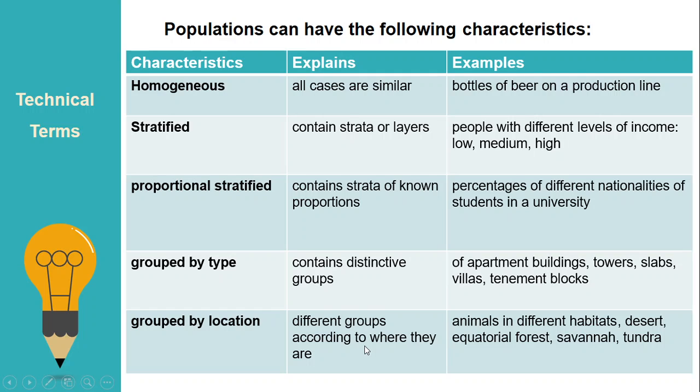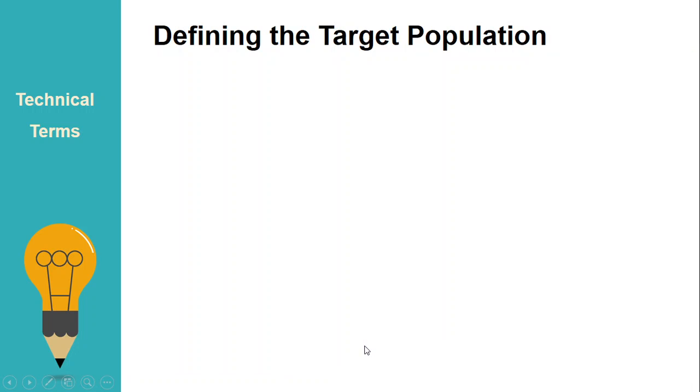The other characteristic is group by location, different groups according to where they are. We discuss geographic location, where they are living, where they exist, in which environment and in which location they are related. For example, we can use the names of animals in different habitats: desert, equatorial forest, savanna, tundra. These are examples of populations grouped by location.